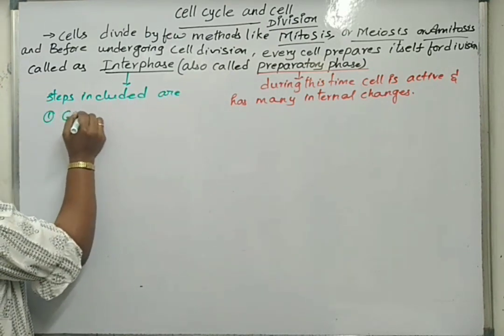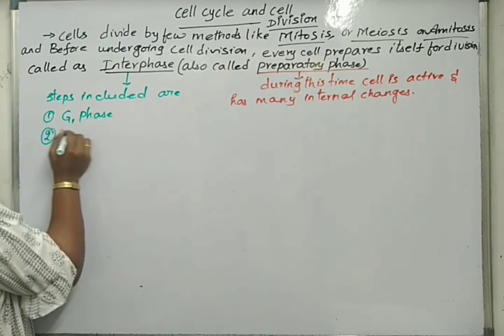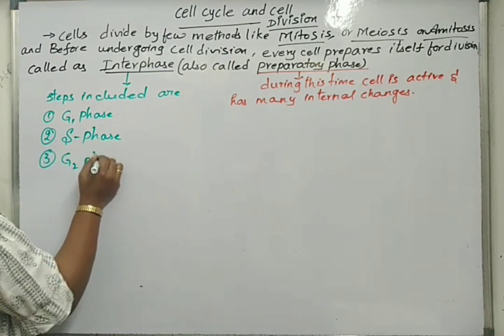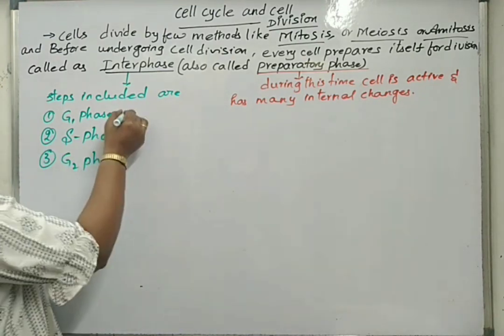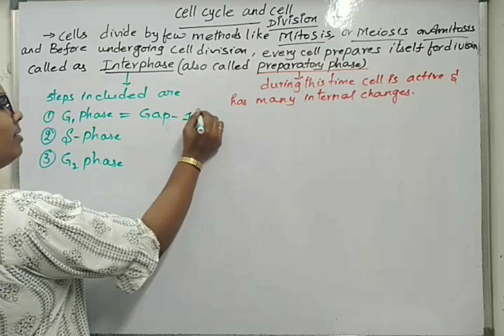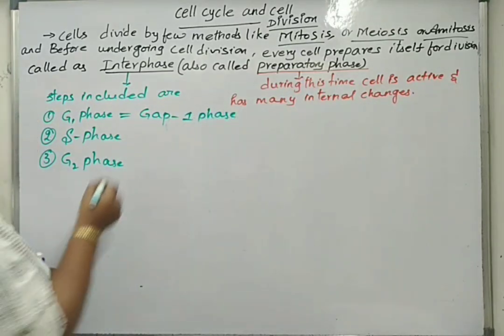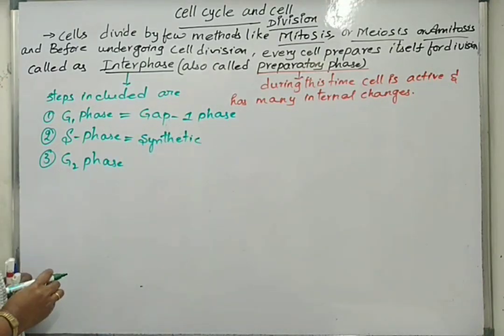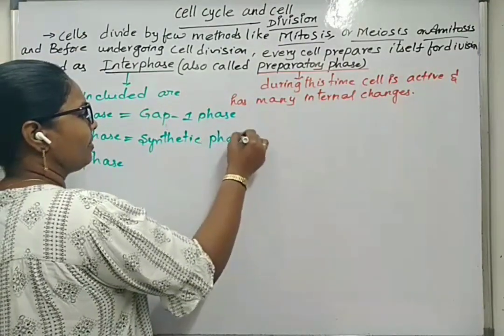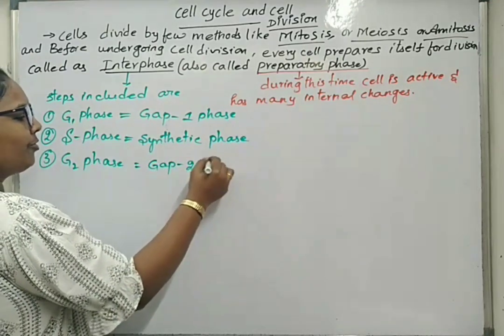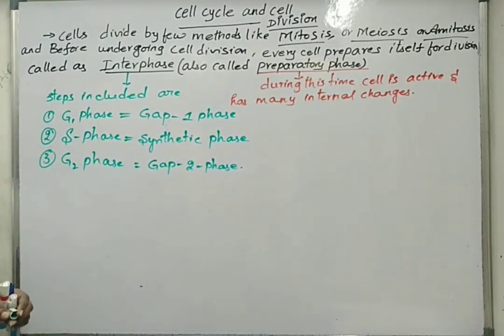The steps involved during interphase are: first one, G1 phase. Second one, S phase. Third one, G2 phase. G1 phase is called gap 1 phase. S phase is called synthetic phase or synthesis phase. G2 phase is again called gap 2 phase. So there are two gap phases and one synthetic phase.